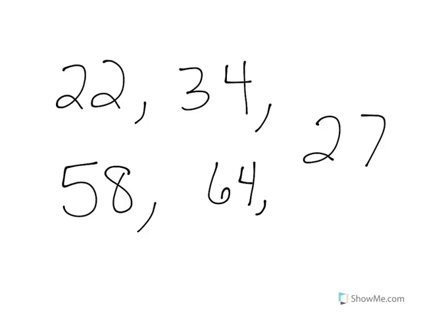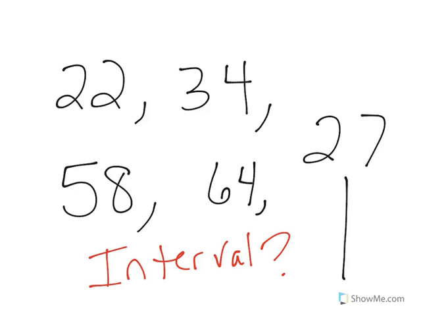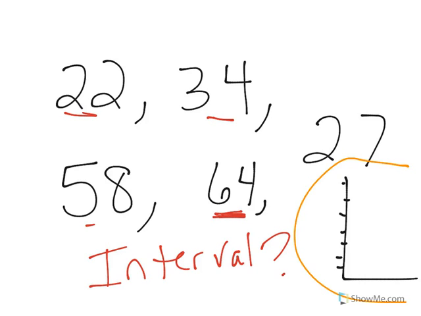Okay, so the numbers are 22, 34, 58, 64, and 27, and I want you to tell me what interval I should use. And what that means, reminder, is when you have your bar graph, what numbers are you going to go by up the side? What numbers make sense? I'm going to give you a clue. Obviously, it wouldn't be 1 because 64 is too big to do 1 up to 64.